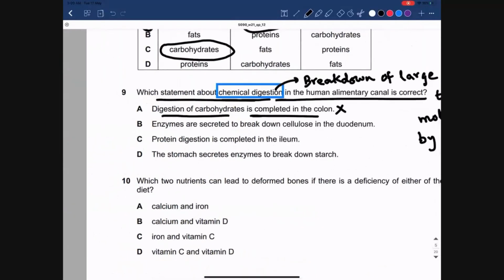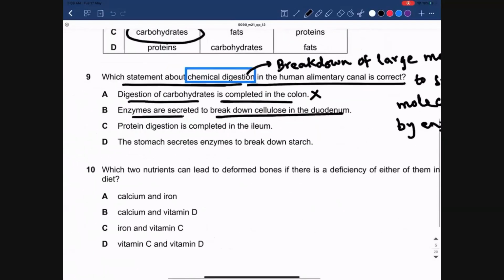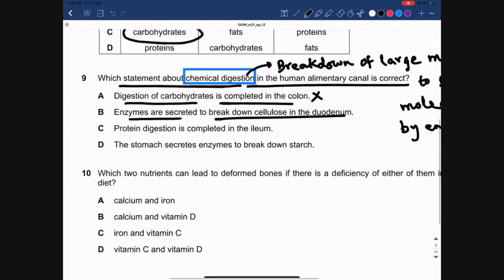Enzymes are secreted to break down cellulose in the duodenum. So guys, remember that we are talking about humans, and humans do not produce any enzyme that breaks down cellulose. So this statement is wrong. Herbivores can digest cellulose, but humans cannot, because they cannot produce an enzyme called cellulase.